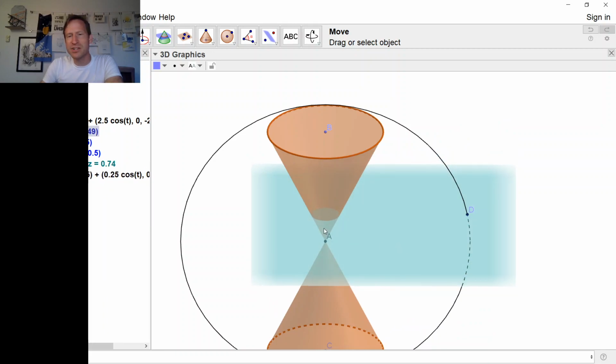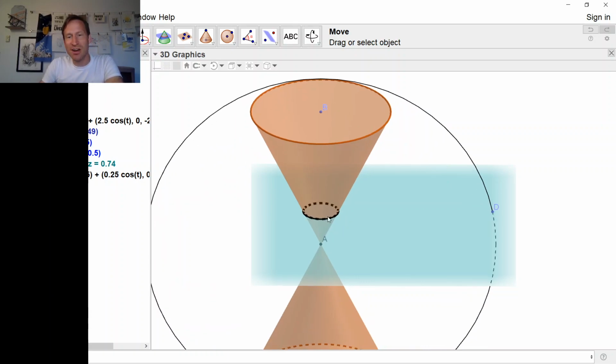And just to make the intersection of the cone and the plane easier to see, I'm going to highlight it in black. So every curve we get by intersecting the cone with this plane, we're going to call a conic section because it's the section of a cone.